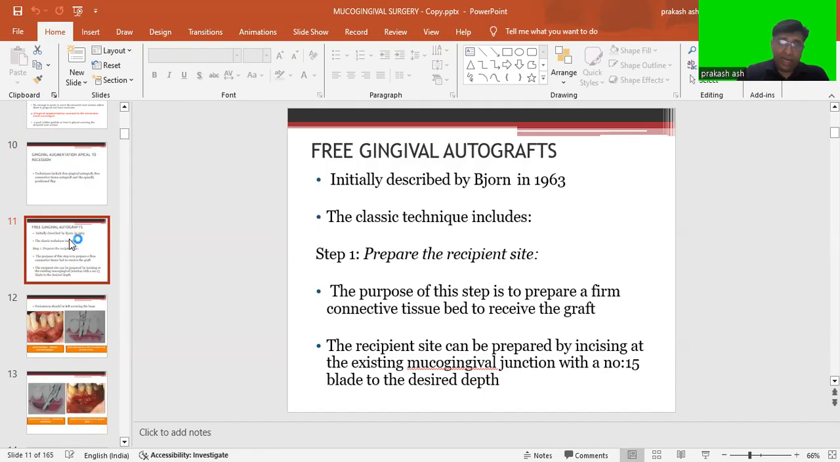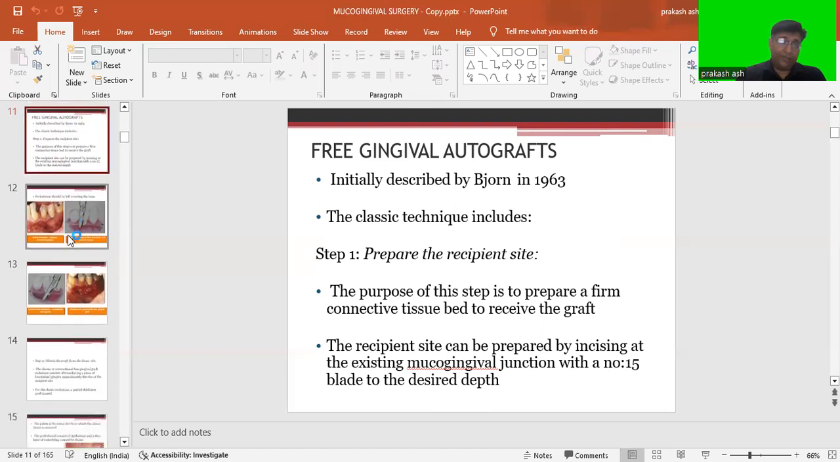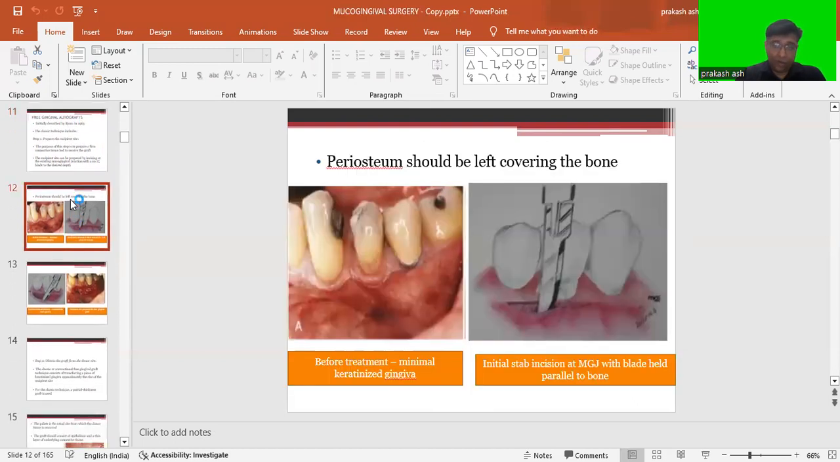The classic technique includes, that is, first step is to prepare the recipient site. The purpose of this step is to prepare a firm connective tissue bed to receive the graft. The recipient site can be prepared by incising the existing mucogingival junction with the number 15 blade to the desired depth. So these are the photos. This is how it has to be done. The periosteum should be left covering the bone.